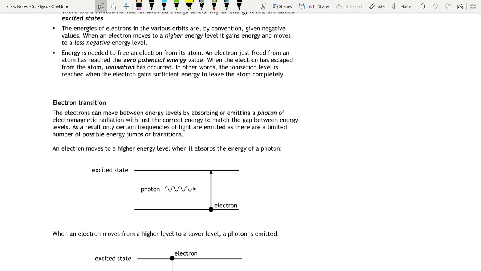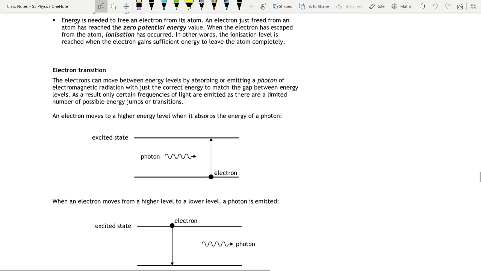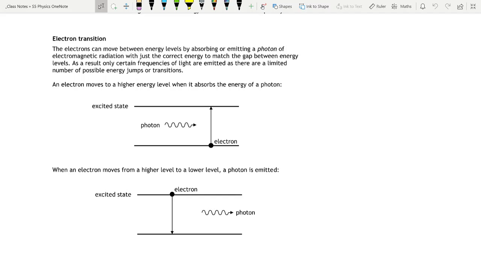Basically there are steps for the electrons to go up, and potentially they could leave the atom completely. They don't tend to; they tend to just move up and down energy levels. So electron transition, this is the important thing about the spectrum.